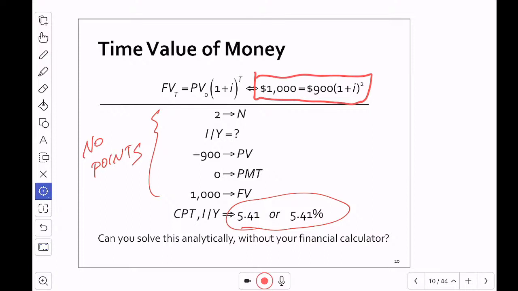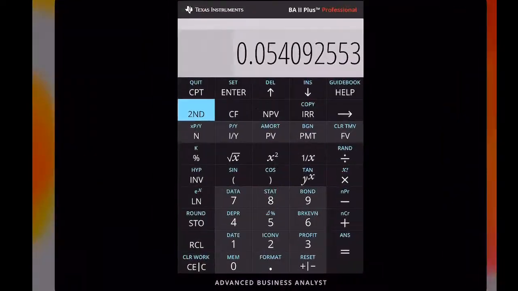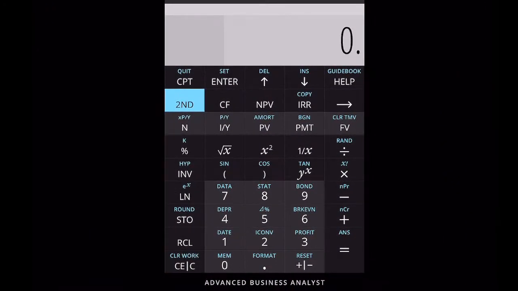All right, so let's do that. So 2, let's clear this. So I'm going to start now using the third row, which is the time value of money. I put 2 into N. Interest I don't know, so I don't put anything in there.